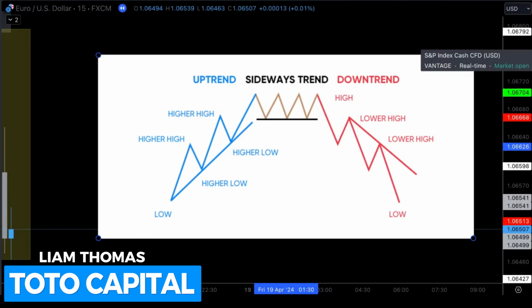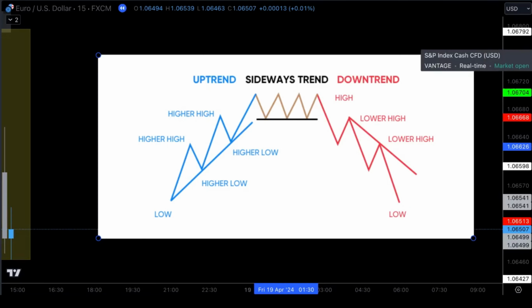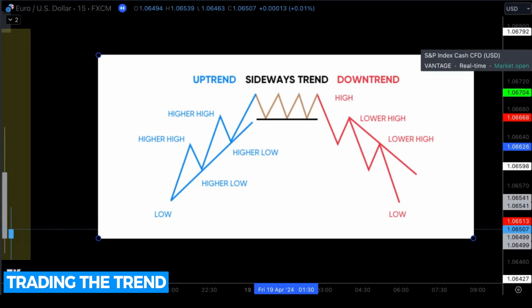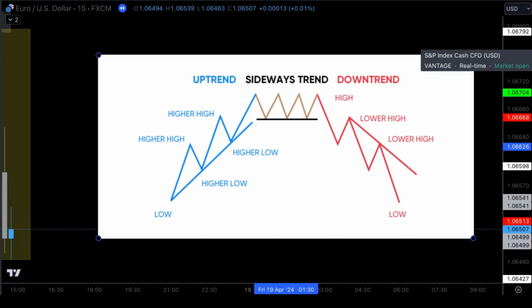Today we're diving into one of the most fundamental and powerful strategies in trading, which is trading the trend. Whether you're a seasoned trader or just starting out, understanding how to trade the trend can significantly boost your trading performance. So let's get started. So first things first, what do we mean by trading the trend?